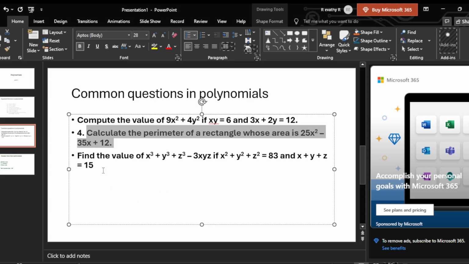And next problem, find the value of x cube plus y cube plus z cube, if x square plus y square plus z square is 83 and x plus y plus z is 15. I want you to try this sum and give me the answer.